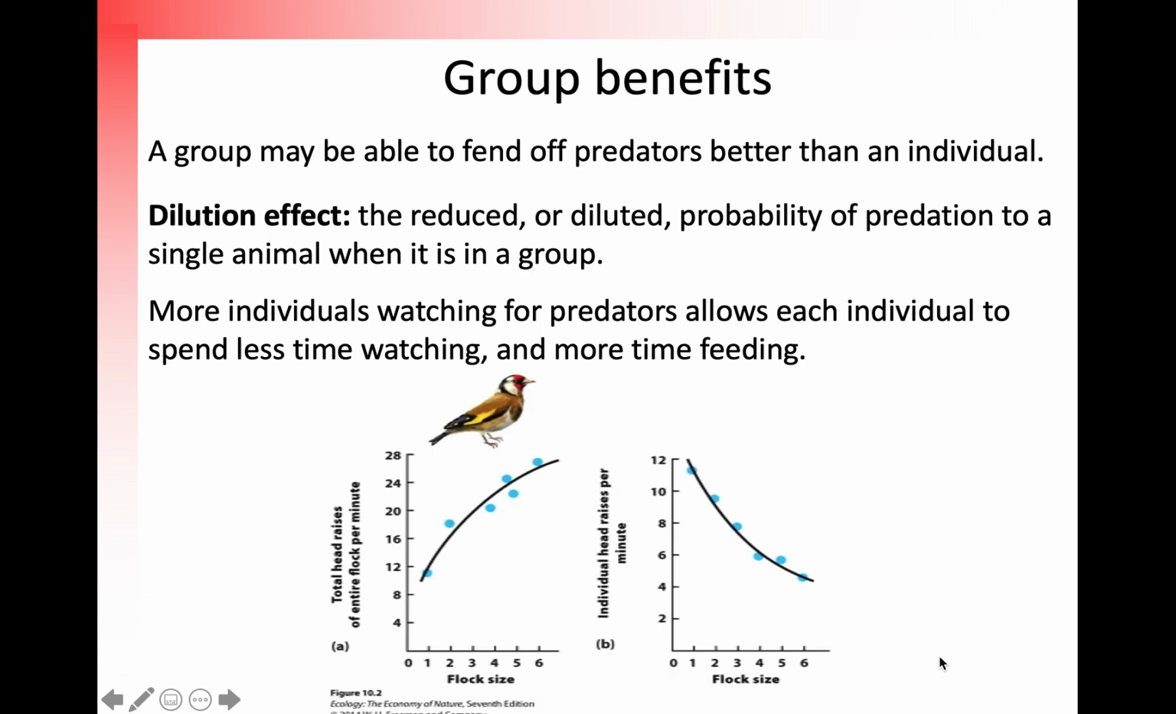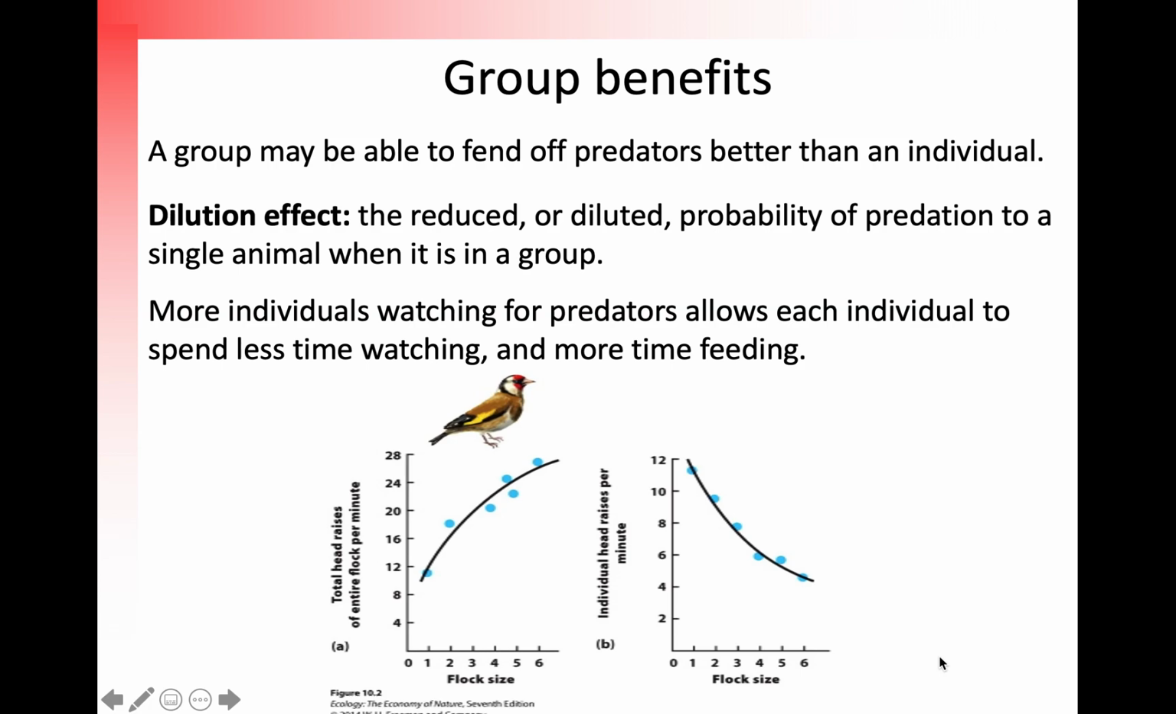Also, the number of individuals looking around for potential predators means that in large groups, each individual has to look up for predators less frequently than if they were in a smaller group or by themselves. Think of how often an individual or a very small group of birds foraging in grass would have to look up to see if a predator was coming in order to protect themselves.